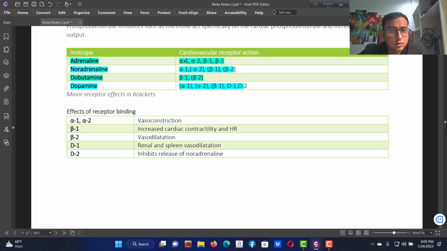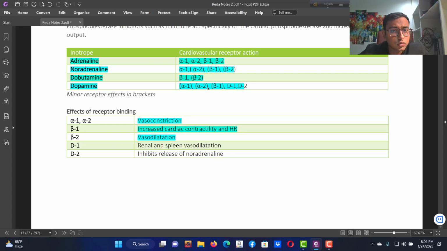Now the effect of the receptors: one is usually constriction and two is usually dilatation. Like you can see, beta 1 increases cardiac contraction and heart rate by force of contraction. Alpha 1 causes vasoconstriction, and beta 2 vasodilation. Alpha 1 and alpha 2 cause constriction. This is already noted for adrenaline and noradrenaline; they act on alpha 1, alpha 2, so both are vasoconstrictor agents.